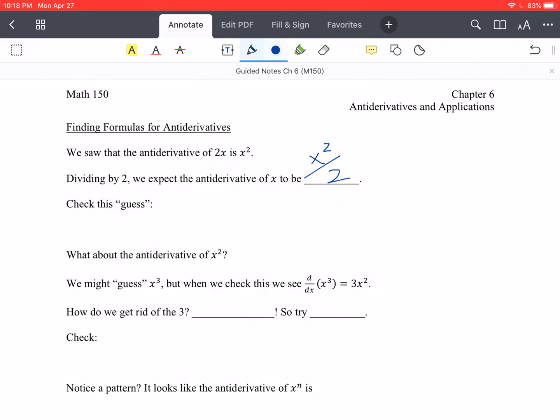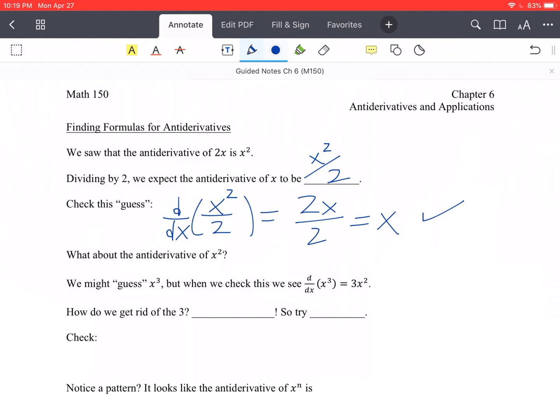So let's check this guess, right? Because we don't know for sure, but let's check it. So let's take the derivative of x squared over 2 and see what we get. So take the power rule, so that's 2x over 2, which is x, which is exactly what we wanted. So the antiderivative of x, right, or x to the first, is x squared over 2.